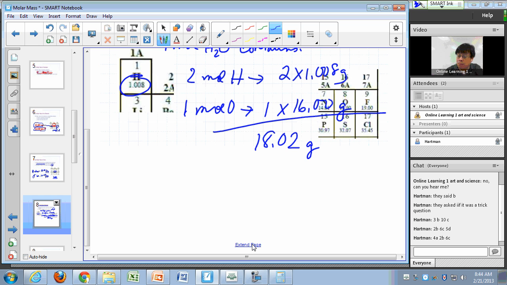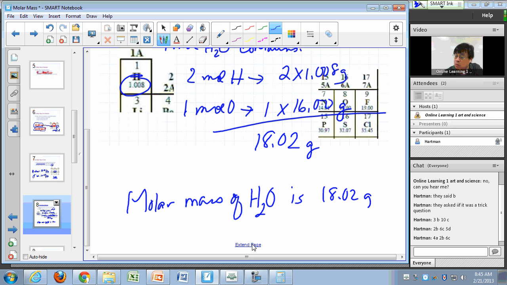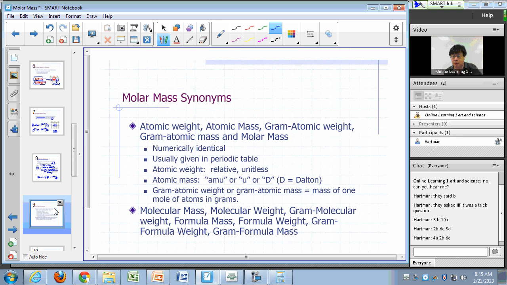So you say the molar mass of H2O molecules is 18.02 grams per mole. Okay? So just add up all the molar masses given in the formula.